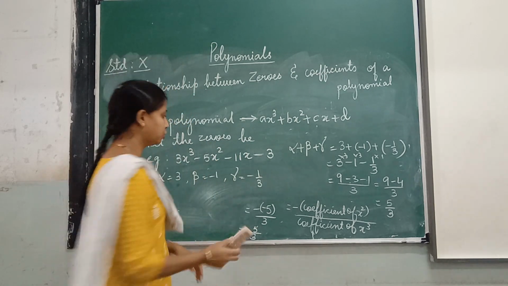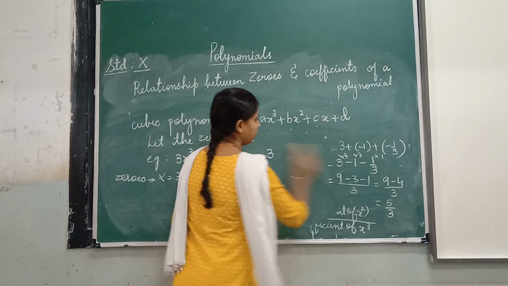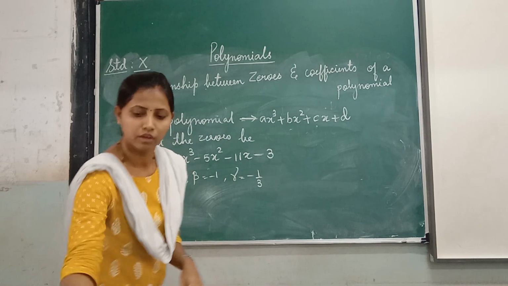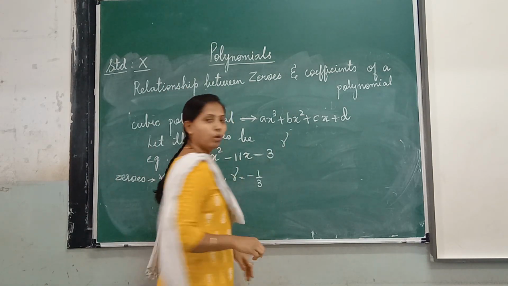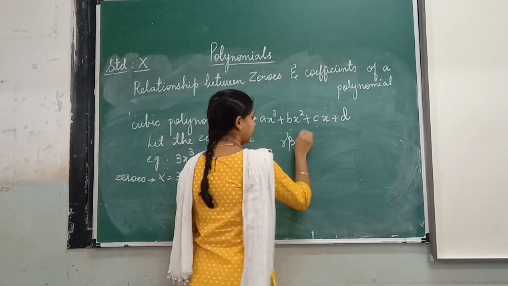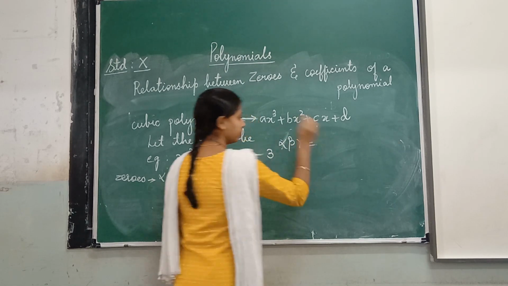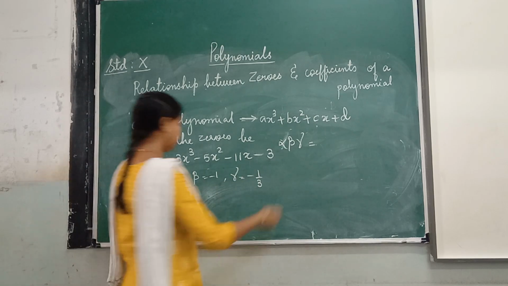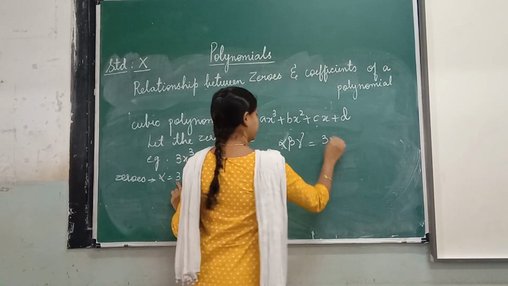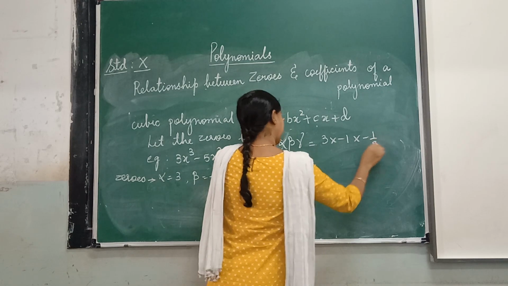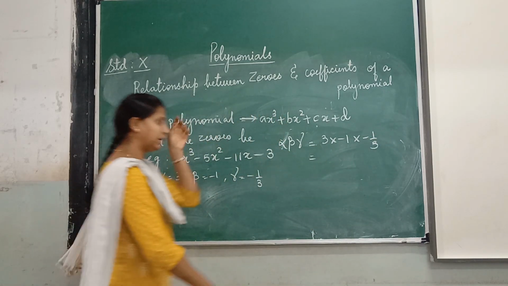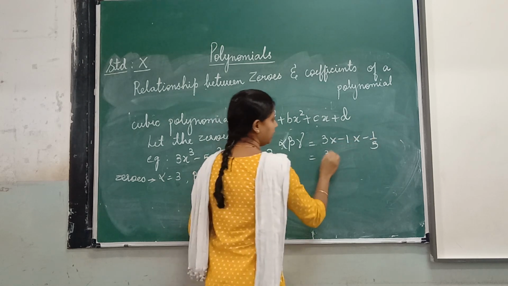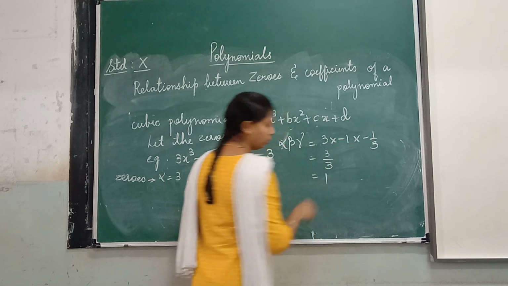Now next, coming to the product of zeros. What is the relationship between the product of zeros and its coefficients? You have to again multiply all three zeros, alpha into beta into gamma. Yes? So here alpha is 3, beta is minus 1 and gamma is minus 1 by 3. Multiply: 3 into minus 1 into minus 1 by 3. Now if you multiply, minus 1 into minus 1 is plus 1, 3 by 3, that is equal to 1.